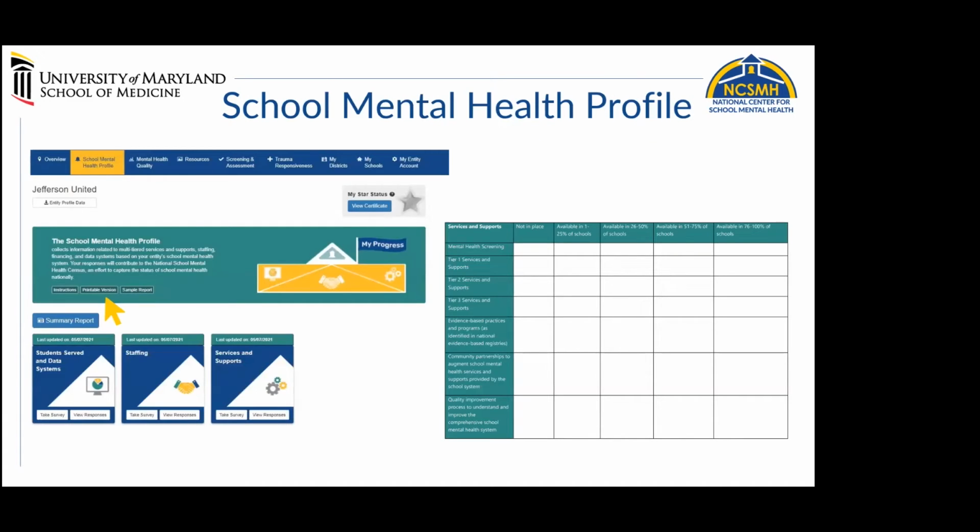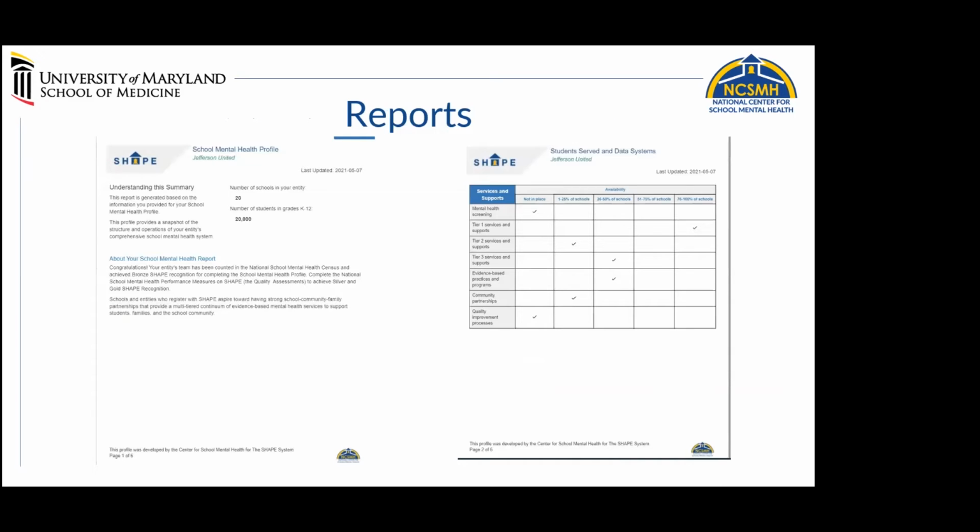You can complete the profile as a team a couple of different ways. You can complete it directly on the SHAPE webpage, as I just showed, or you can print out a paper and pencil version for your team to review together at a meeting. You can then go back into the system and enter data. After submitting the profile online, the system will automatically create a custom report based on your responses.